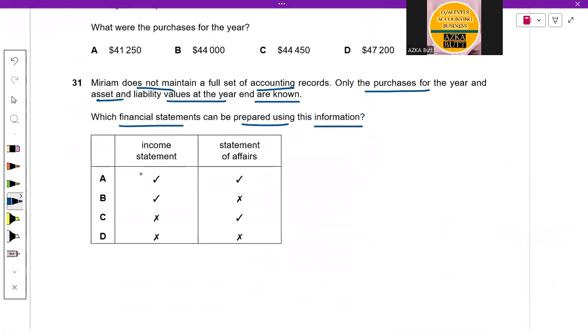Basically, an income statement can be prepared using purchases and other information, as it focuses on the profit or loss during the period based on revenue and expenses. However, a statement of affairs typically requires more detailed information on opening balances, which Mariam does not have. So therefore, only the income statement can be prepared, not the statement of affairs. So that's why the C option is the right option.